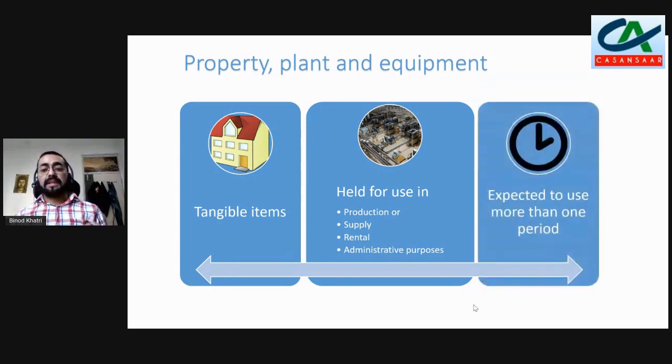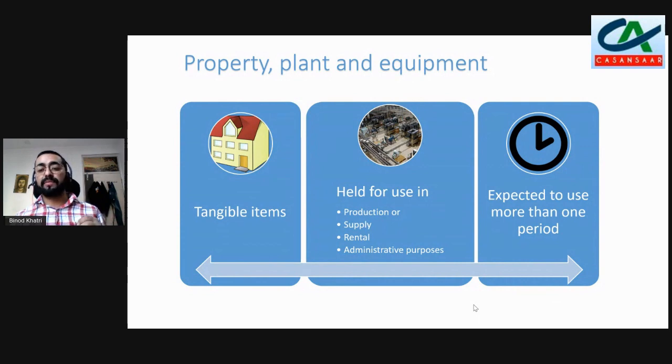And the final thing, expected to be used for more than one period. We can only recognize PPE in the financial statement if it meets all three conditions: a tangible item, held for use in production, supply, rental or administrative purposes, and expected to be used for more than one period, which is also called a fixed asset. If all three criteria are met, then we can say that this is PPE, property, plant and equipment. So we have to be very careful about all three conditions.